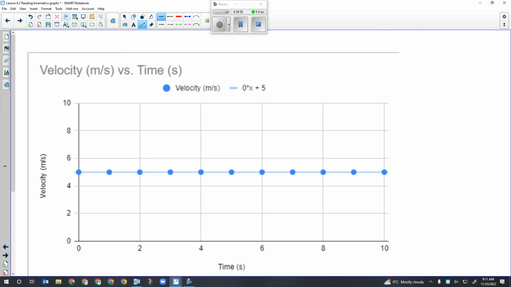Okay, calculate the total displacement of this object over the 10 seconds. You should be done now. How far? 50 meters. Yeah. Okay. How did we do that?